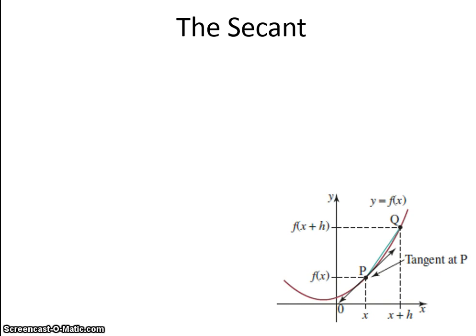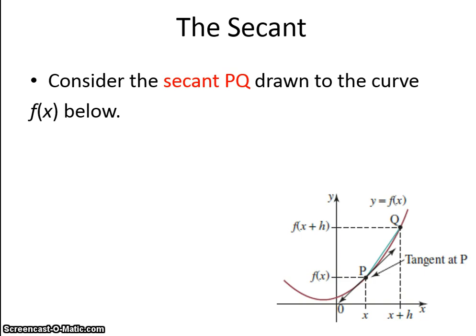If we're going to look at where the first principles formula comes from, we need to first of all start with the following diagram below. If you look at this particular diagram, you will see that we have a secant PQ drawn to the curve f of x below. We don't know the rule for the curve, so we're just giving it that name, f of x. And on the curve we have 2 points, the point P here and the point Q.